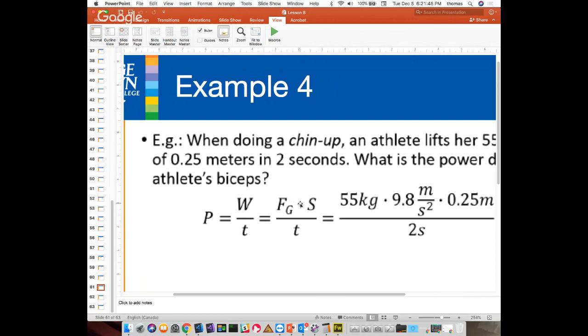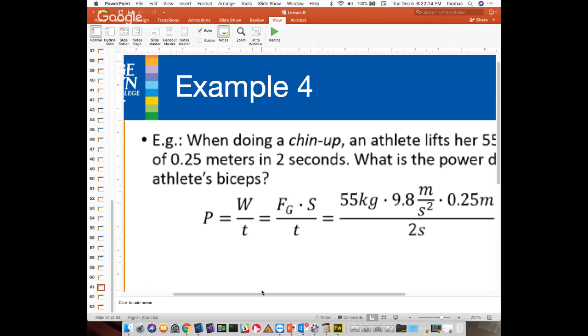Okay, that's what we're using, the force of gravity times displacement. Now, in this particular case, we're moving up and down, and we're just changing our axes. So the work is being done across the y-axis in this case, not the x-axis. That's why there's no cos theta here. But that's what work is: work is equal to the displacement times the force.